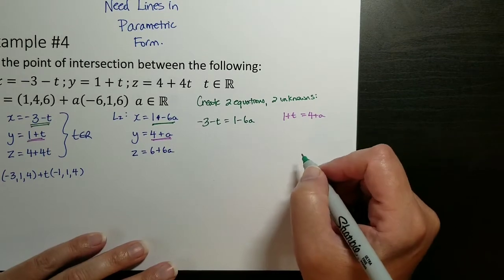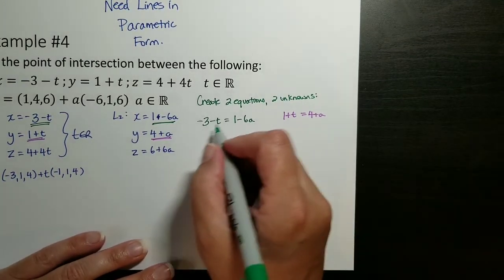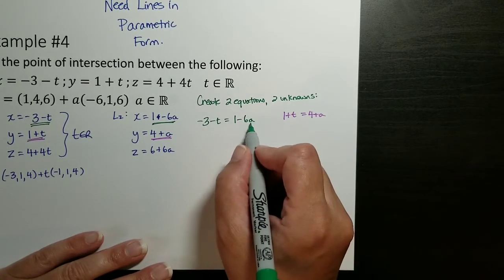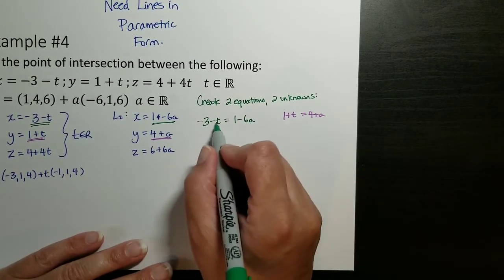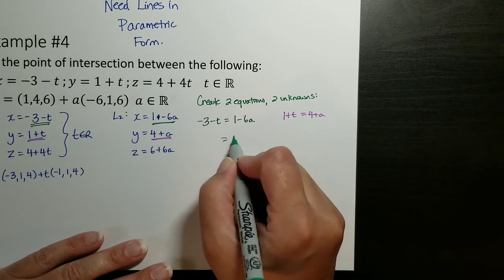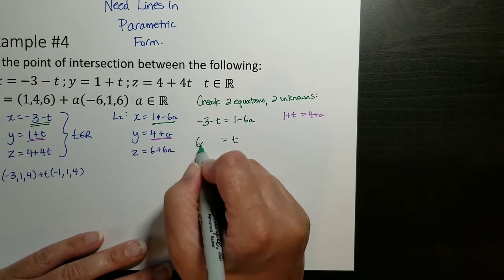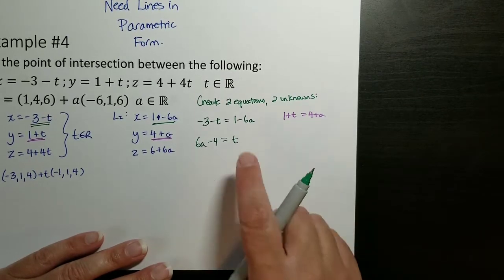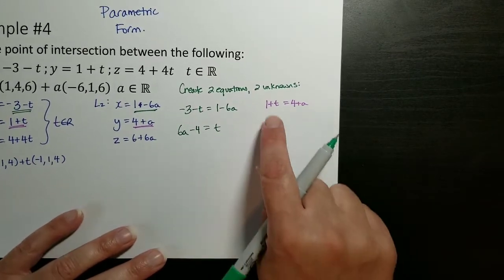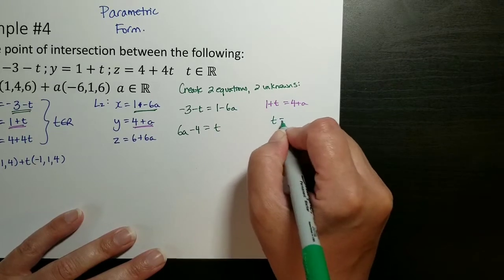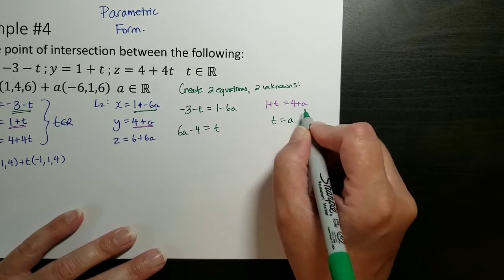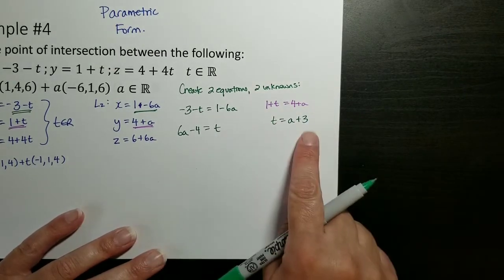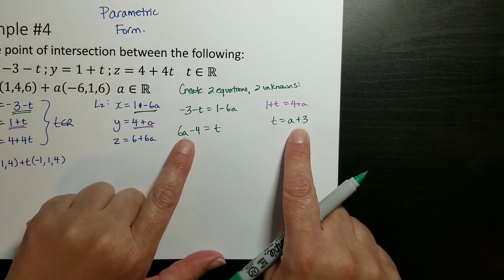I might, so this is looking pretty easy to rearrange both of these for t actually. I think I'm going to bring this stuff over and the t over to the other side. I'm going to say that this is 6a, and I had negative 3, I'm going to bring a negative 1 over, minus 4 equals t. And then likewise over here, I'll say t equals a, and I have 4 and bring the 1 over, so it's plus 3. So then I have these two equations both equal to t.